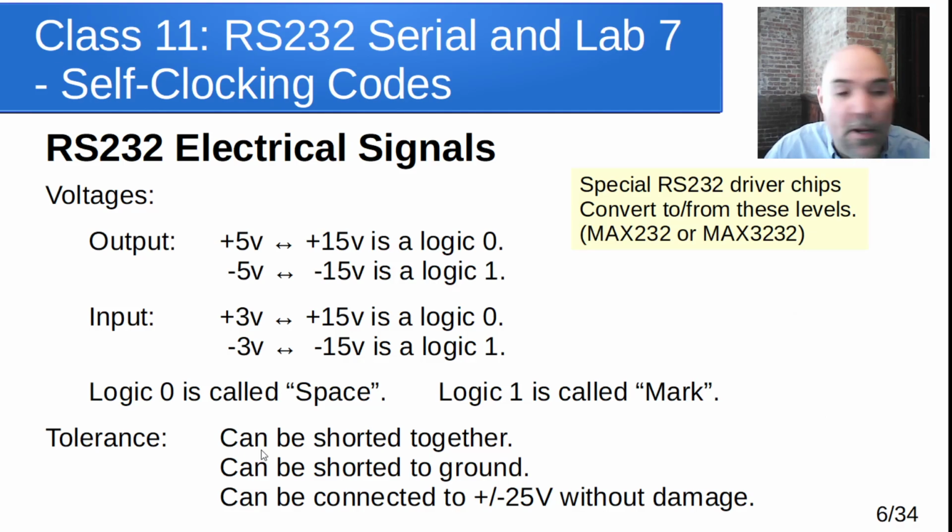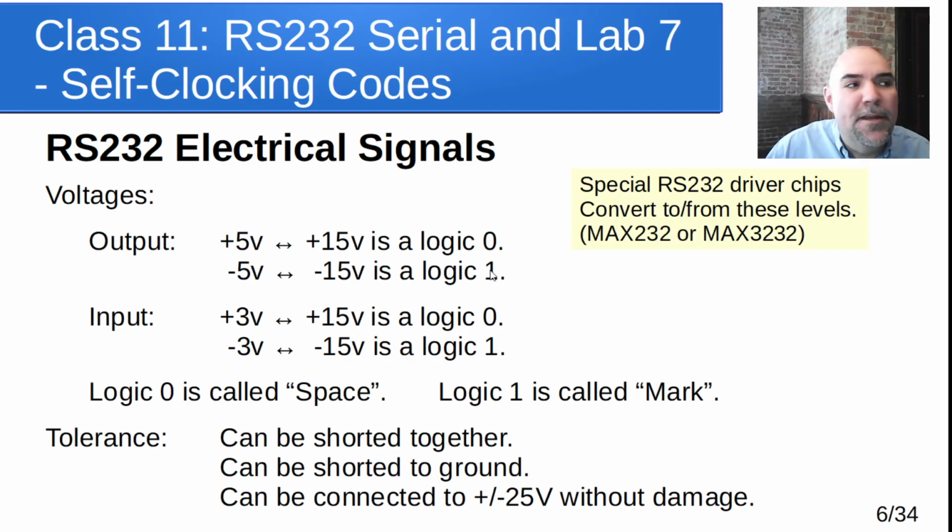Now, it was a wired system, so RS232 defines electrical signals. And notice that for the electrical signals for output, a logic 0 is a voltage somewhere between plus 5 volts and plus 15 volts. A minus 5 output, minus 5 to minus 15, is logic 1. So in other words, it raises the voltage above 5 volts to output a logic 0, and it lowers it below negative 5 volts to be a logic 1.